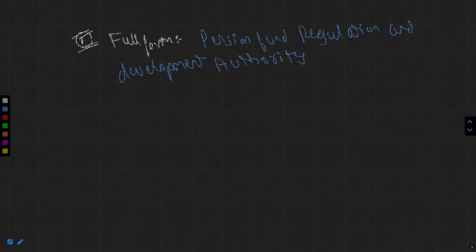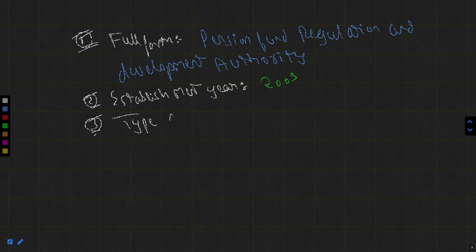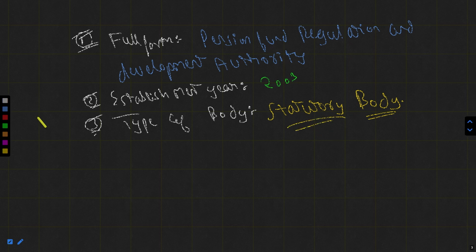Second is establishment year. In which year was it established? It was established in the year 2003. Third point is the type of body. Which type of body is it? It is a statutory body.